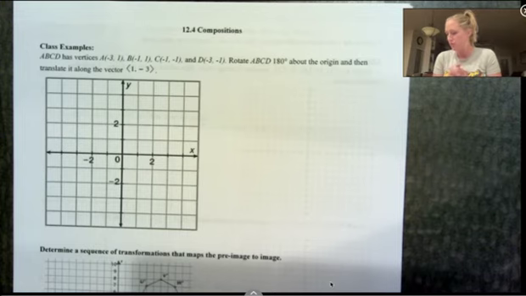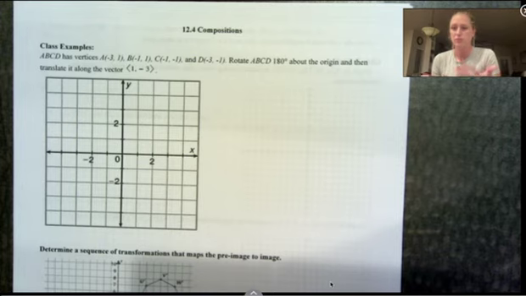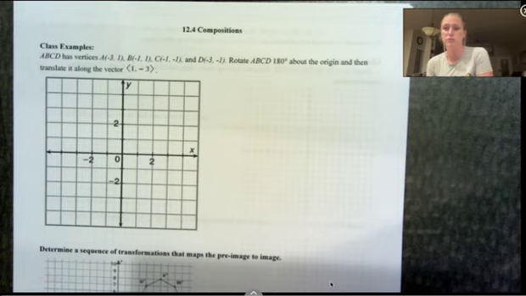In this video, I'm going to talk about 12.4, which is the composition of transformations, which just means I'm doing more than one transformation. I'm going to show you both directions. One is we're given an object and asked to perform multiple transformations. The other is we're given an object and its image and asked to determine what transformations led to that, and it's going to be more than one.